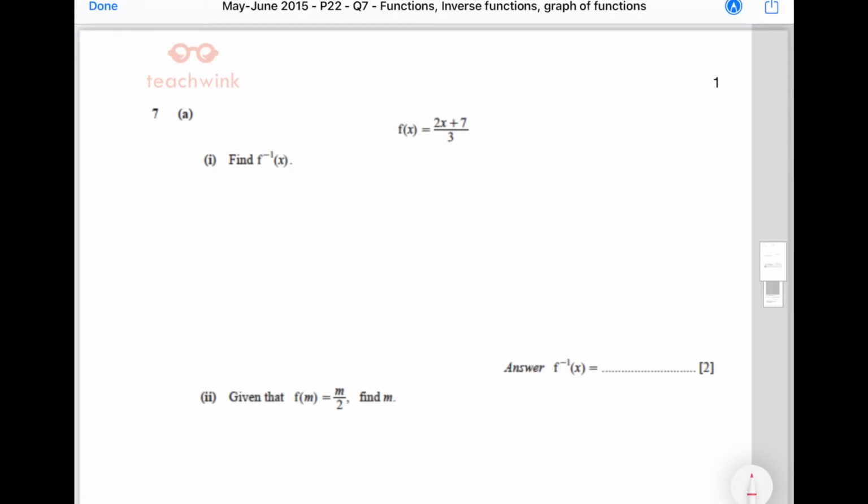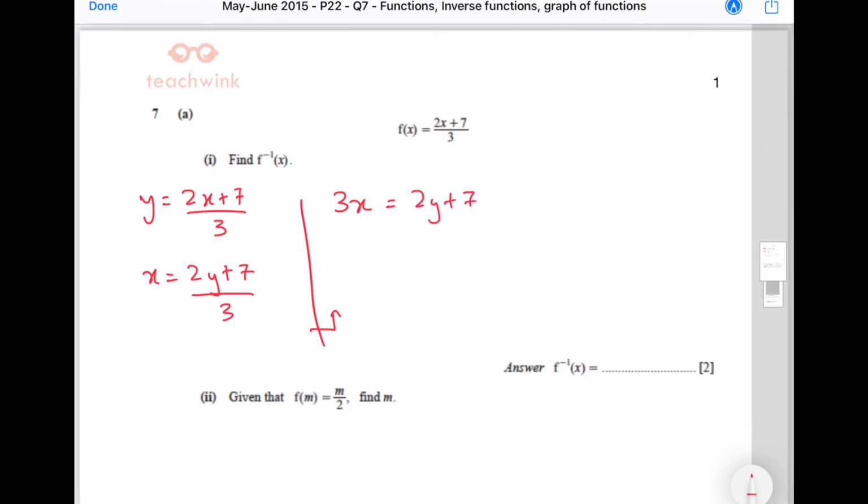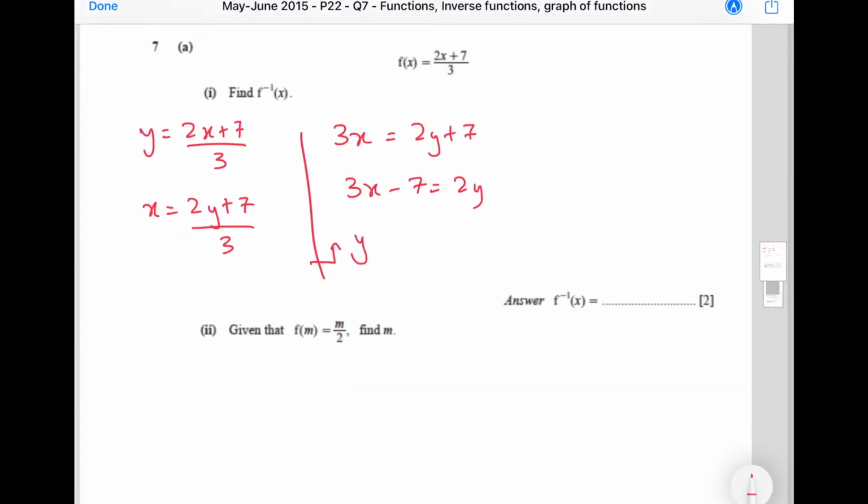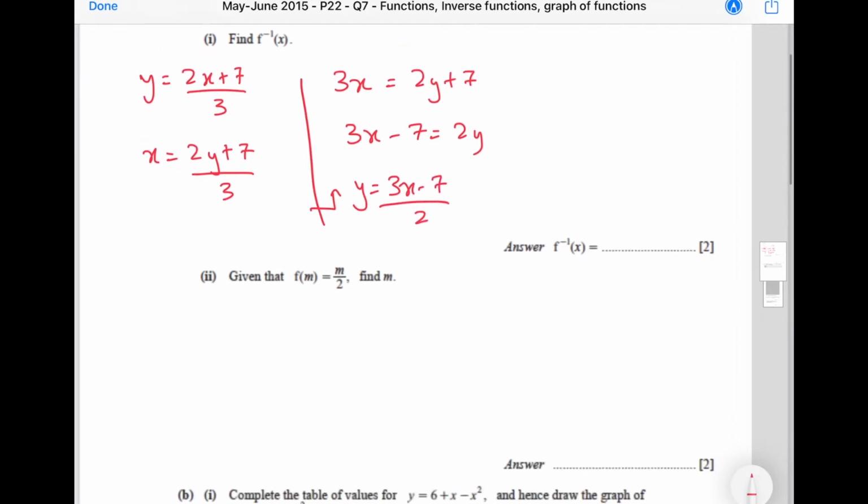The first thing that you do is you write y equals (2x + 7) over 3. Then since we are trying to find the inverse, you switch the x and the y values. So this becomes x equals (2y + 7) over 3. The next step is you make y the subject, so x gets multiplied with 3, this becomes 3x equals 2y + 7. The 7 comes to the left, this becomes 3x minus 7 equals 2y, and in order to make y the subject, y remains on one side and (3x - 7) over 2 becomes the answer. So the inverse of f of x is (3x - 7) over 2.